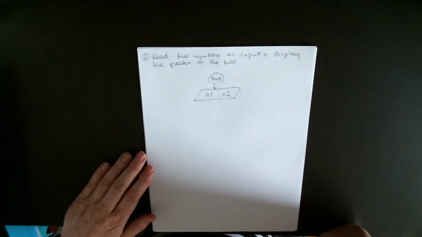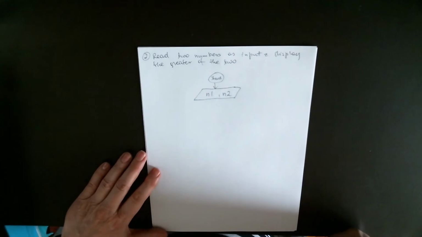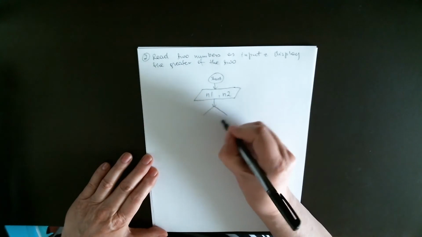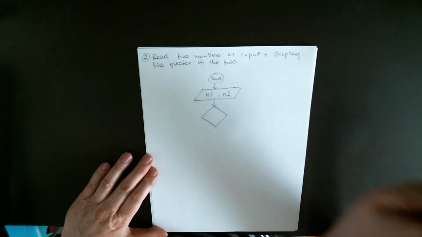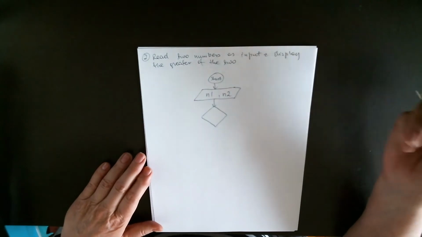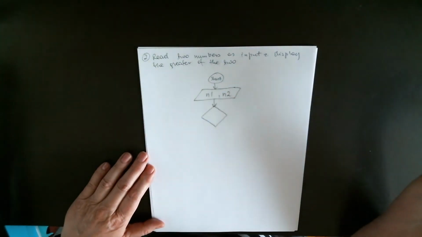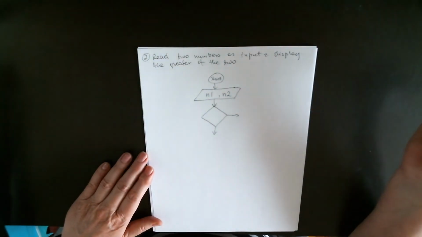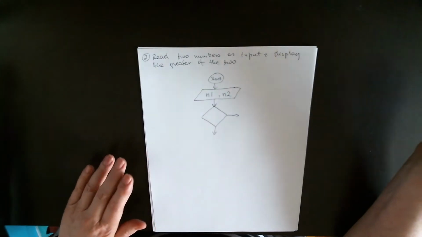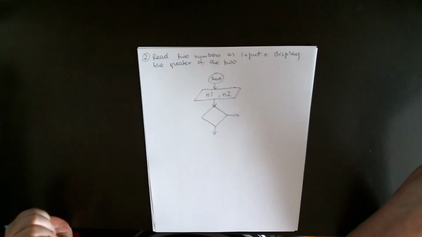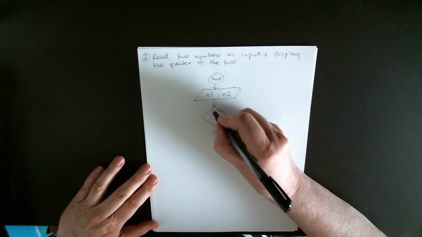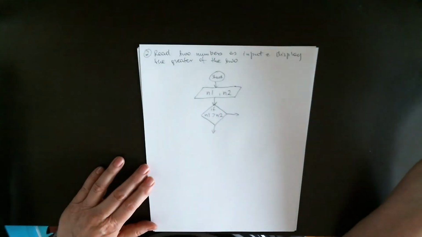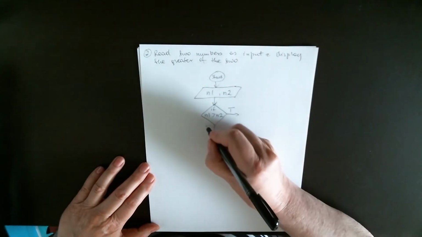Now we are supposed to display the greater of them. How will we find it? Well, we have to use the if shape. So this is a decision shape. Notice one arrow comes in, two arrows come out, and inside of it we've got a question. The question can only have an answer yes or no. What do we have as a question? If n1 is greater than n2. Well, we can have true or false.